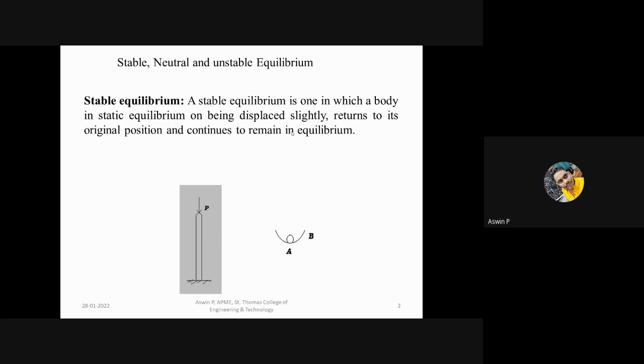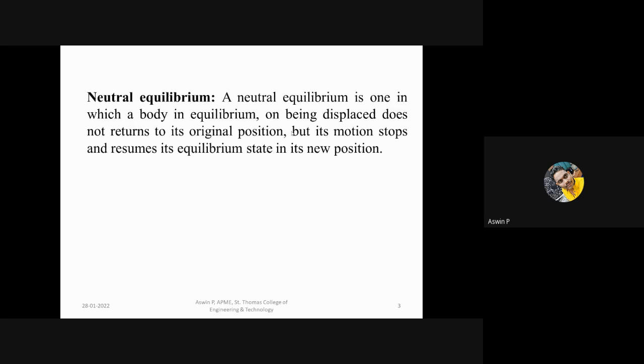I hope you have finished writing. This is stable equilibrium. From here, can you guess what neutral equilibrium is? Obviously, unstable equilibrium will be the opposite of this one. When applying a force, there will be a displacement. On removal of that force, the body will not come back to the original position, and may go somewhere else. That is unstable. Neutral equilibrium is one in which a body in equilibrium, on being displaced, does not return to its original position, but its motion stops and it remains in equilibrium at its new position.